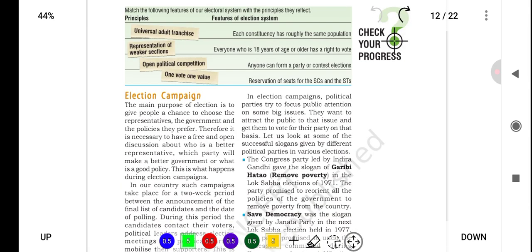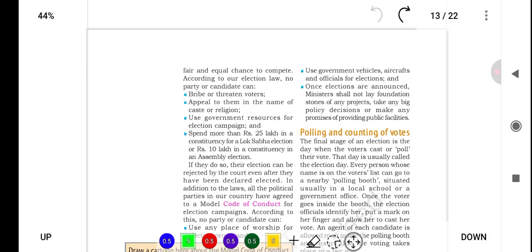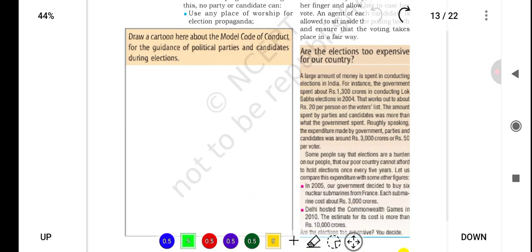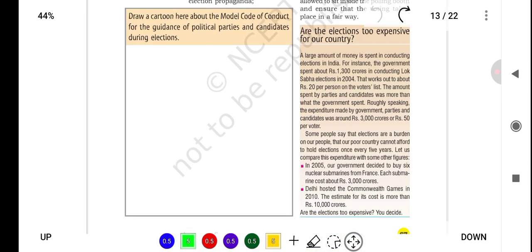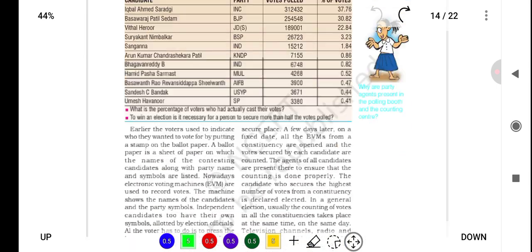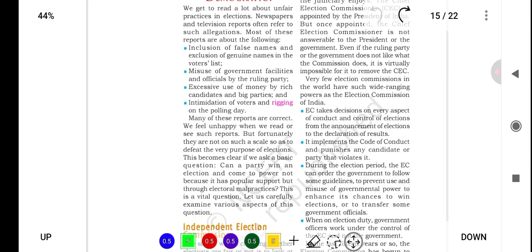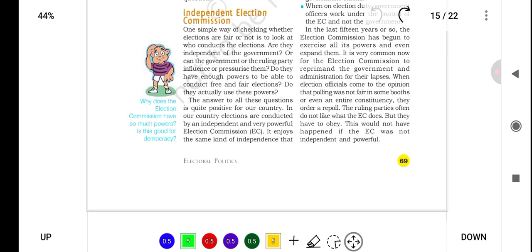Here is another green box for you guys. Election campaign. Polling and counting of votes. Are the elections too expensive for our country? Then election result in Gulbarga. Here another green box: what makes elections in India democratic? Then independent Election Commission.